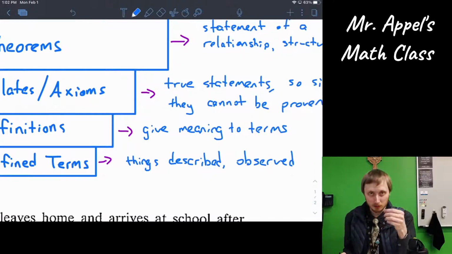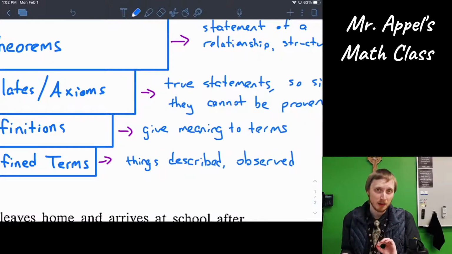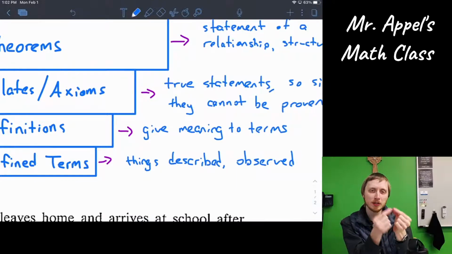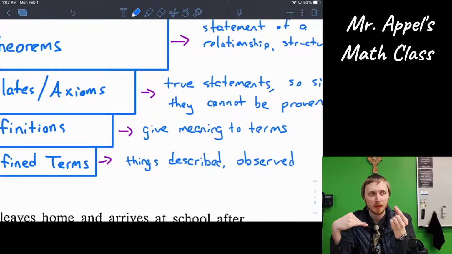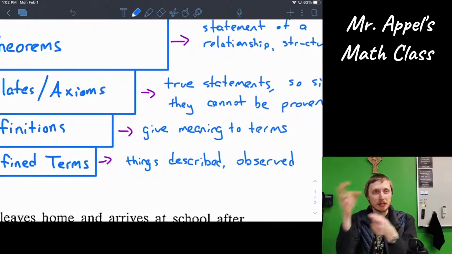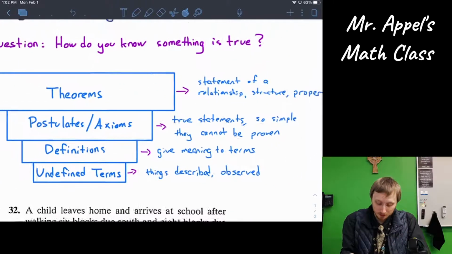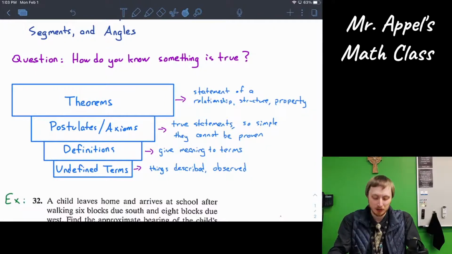The undefined terms of geometry are points, lines, and planes. We can't define a point by saying, well, you know it's a point if it meets this specific criteria, because those criteria rely on further definitions. They all build out of points. Point is the starting point. But this is common for most subjects, if you really think about it.